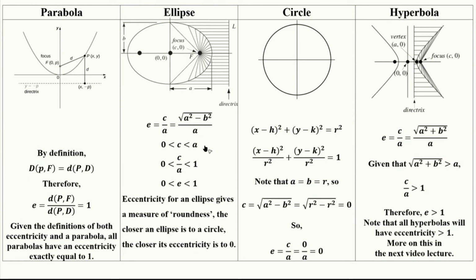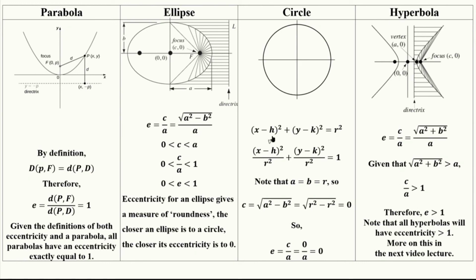So as far as the length of c is concerned, this may not even be centered at 0, 0, but still that length is going to be a, and that length is going to be c according to our terminology for ellipses, right? So if we divide all three sides of this three-part inequality by a, we end up with 0 divided by a, which is 0, less than c over a, less than a over a, which is 1. So this is why for an ellipse, the eccentricity is always going to be somewhere between 0 and 1.